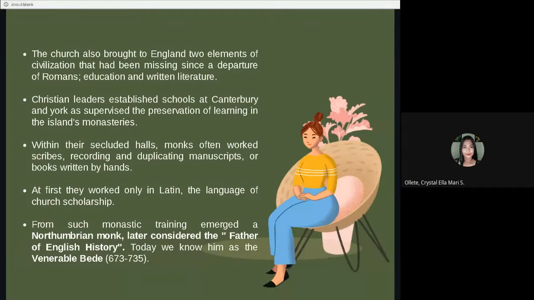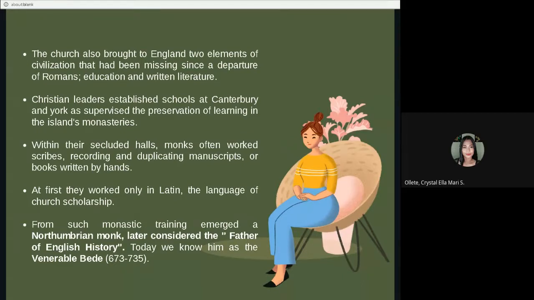So we come now to Christianity and literature. The church also brought to England two elements of civilization that had been missing since the departure of the Romans, which is education and written literature. Christian leaders established schools at Canterbury and York and supervised the preservation of learning in Ireland's monasteries. Within their secluded halls, monks often worked as scribes, recording and duplicating manuscripts, or books written by hand. At first, they worked only in Latin, the language of church scholarship.